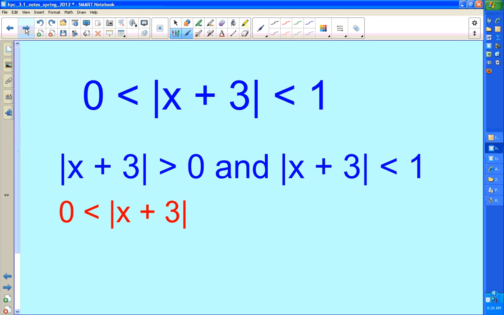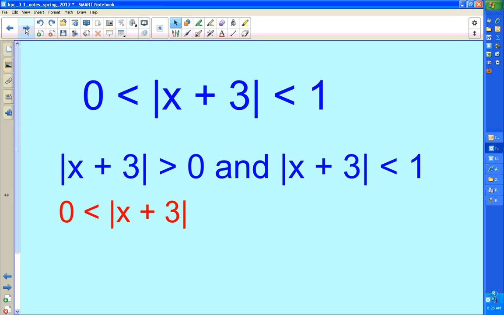When you have an absolute value in between two constants, you have to separate and solve separately. So you're going to get this situation. Cover up the inequality on the right, so you get x plus 3 is greater than 0, or 0 is less than x plus 3. If you want to write it like this, that's fine. If you would rather write it like this in red, which is just covering this up, that's fine too.